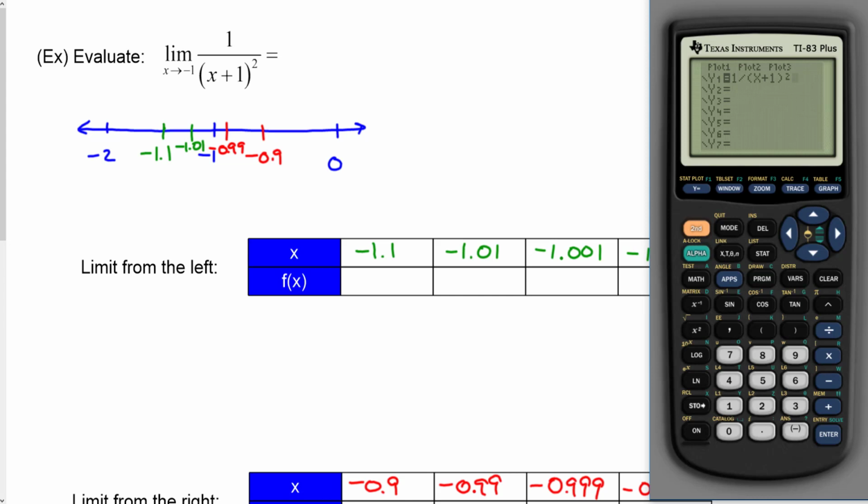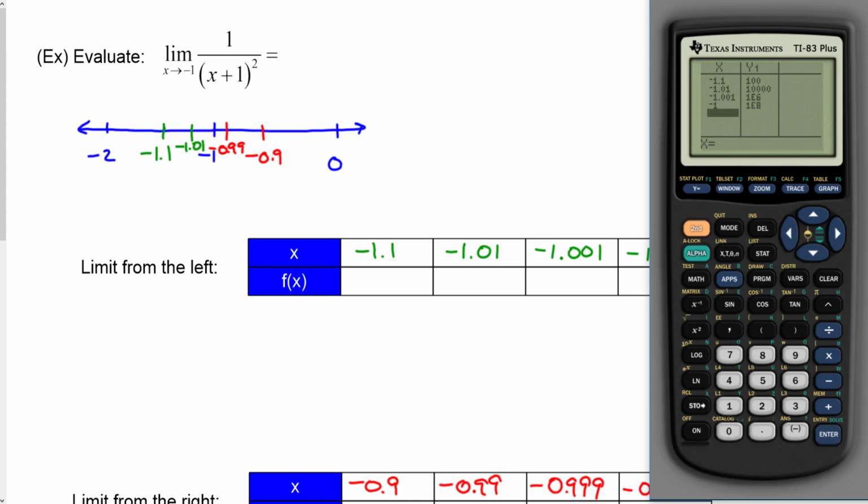Now let's go into the table, start inputting values. Negative 1.1, negative 1.01, negative 1.001, negative 1.0001.